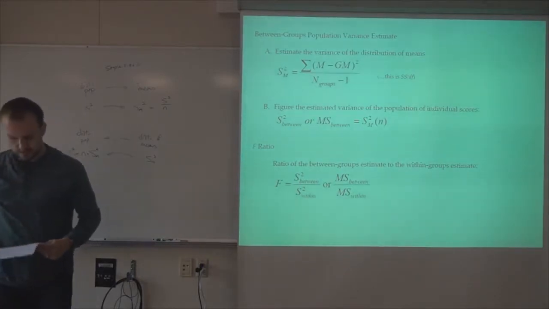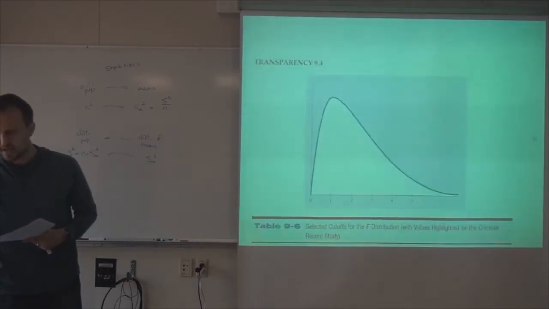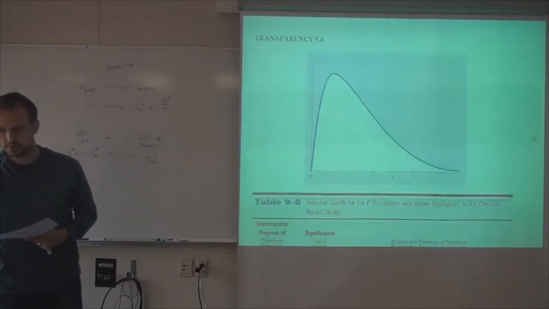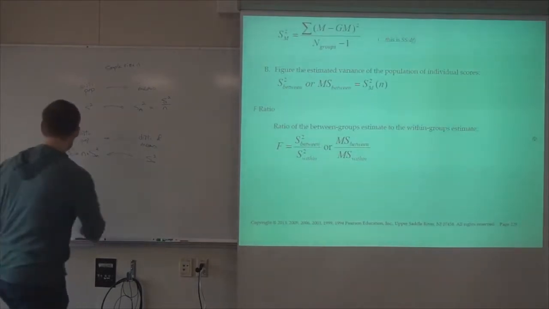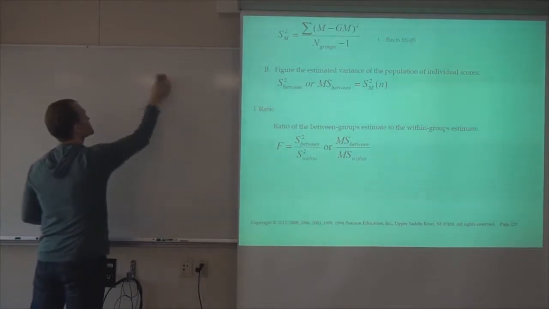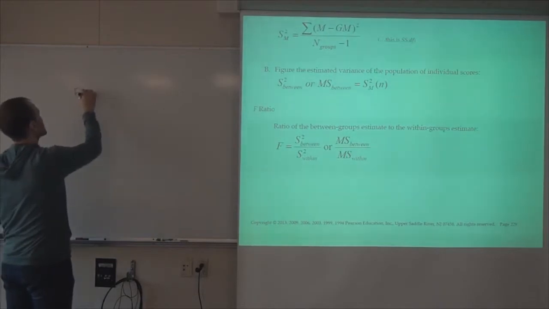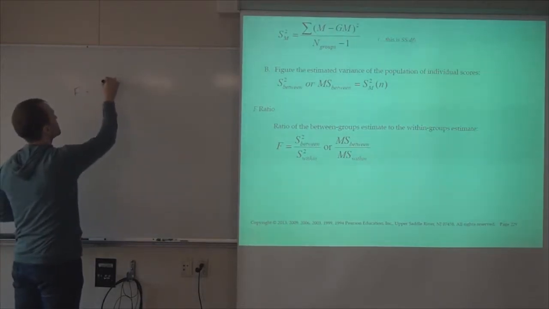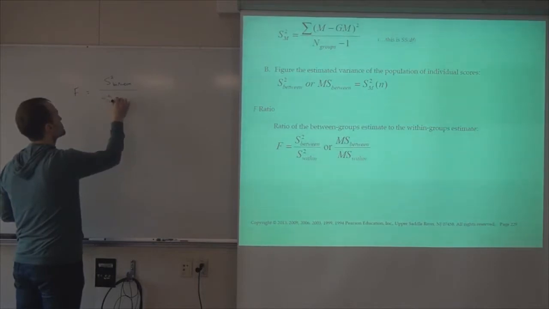All right, let me just see if there's anything else I want to say. And I'll then compare it to this distribution. So let's just backtrack here. Let me rewrite this ratio. So my F ratio is going to be the variance between over variance within.